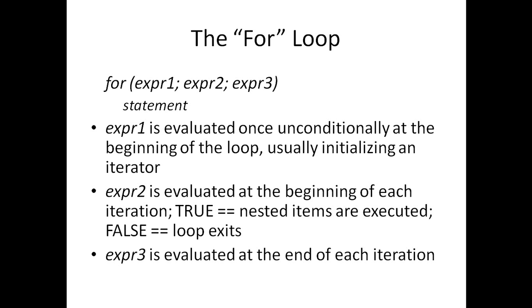Okay, and what these expressions mean is expression 1 is evaluated once unconditionally at the beginning of the loop, usually initializing an iterator. Expression 2 is evaluated at the beginning of each iteration. If expression 2 is true, the nested items are then executed. If it's false, the loop exits. Expression 3 is evaluated at the end of each iteration.